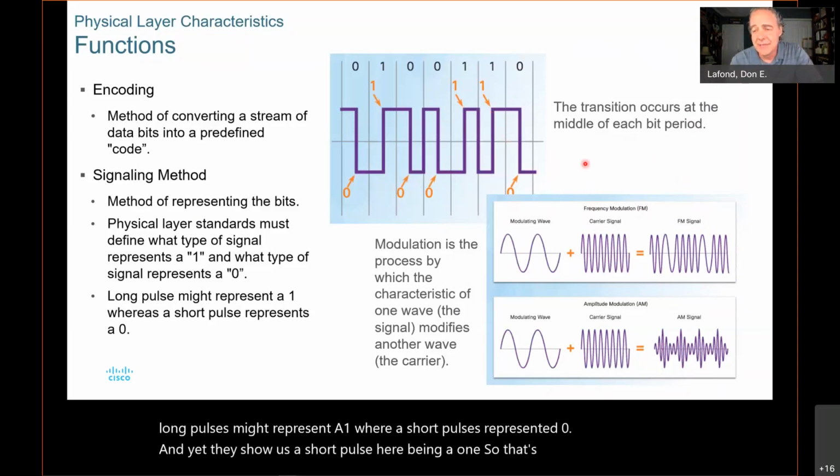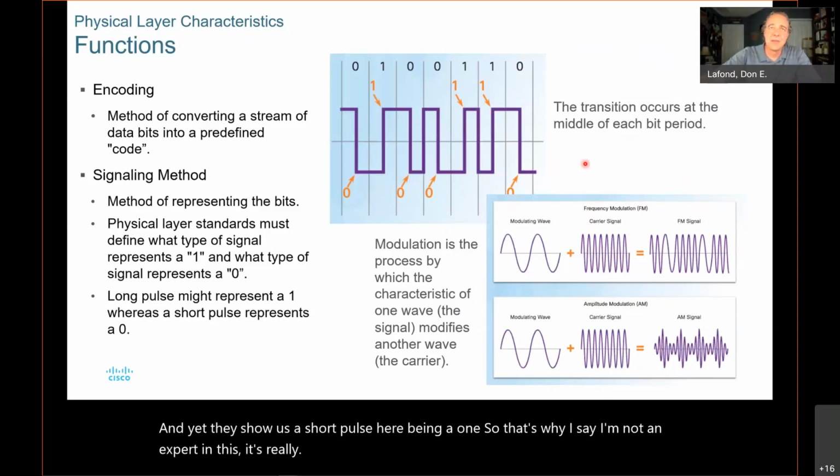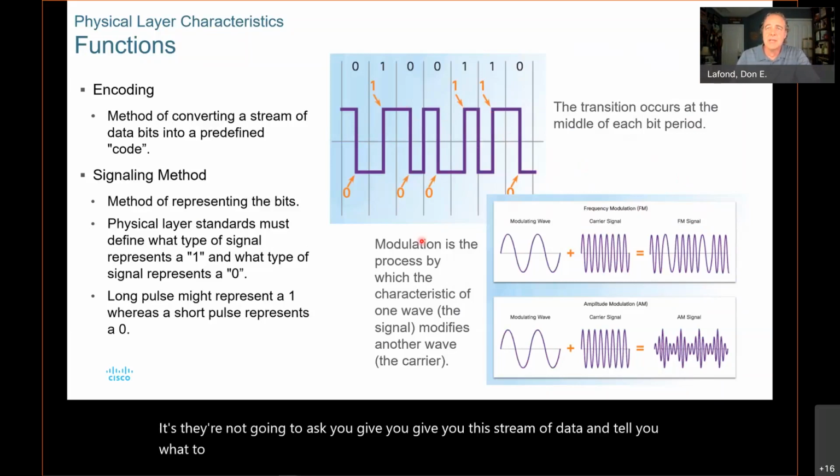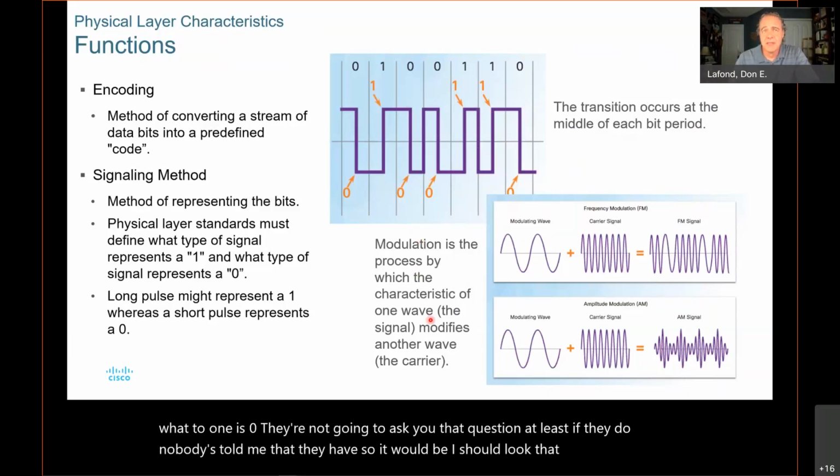They're not going to give you this stream of data and ask you what's a 1 and a 0. They're not going to ask you that question. At least if they do, nobody's told me that they have. So I should look that up, Manchester. Put that on my list of things to do.